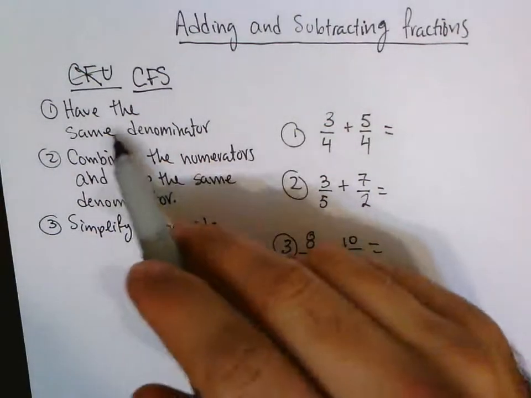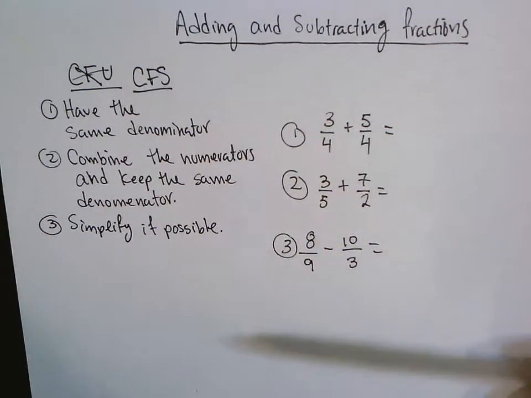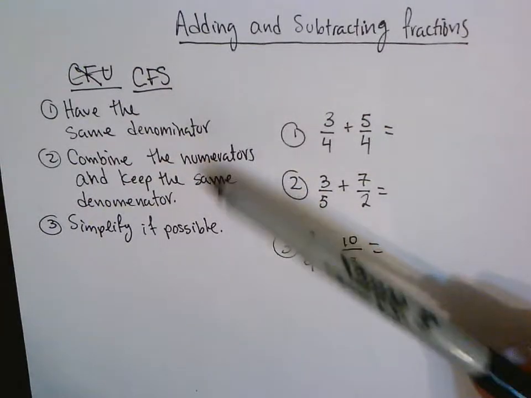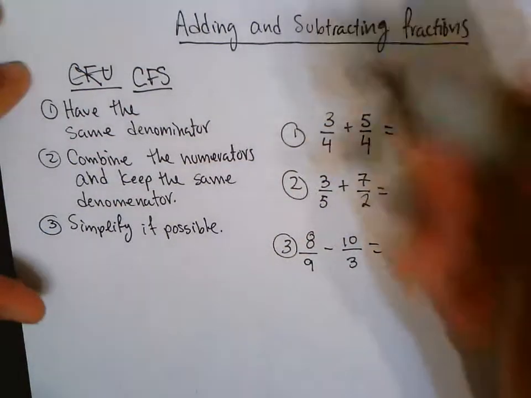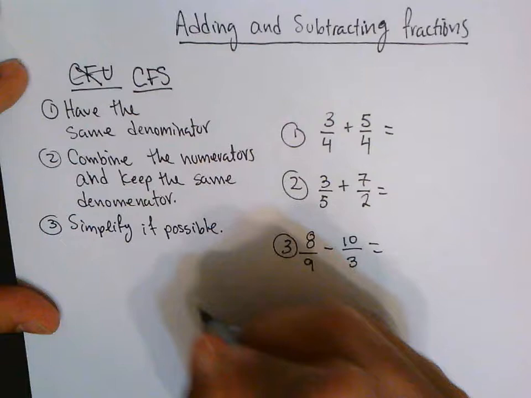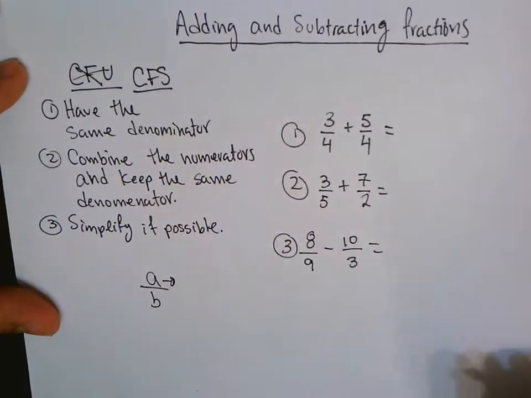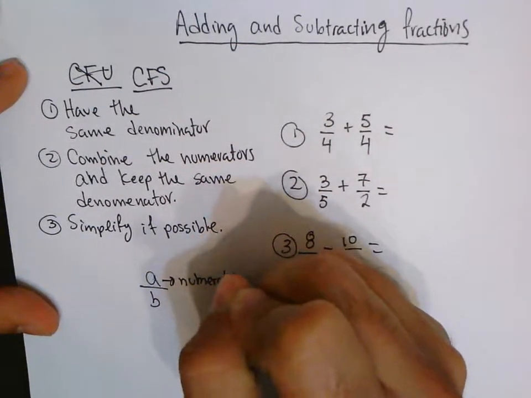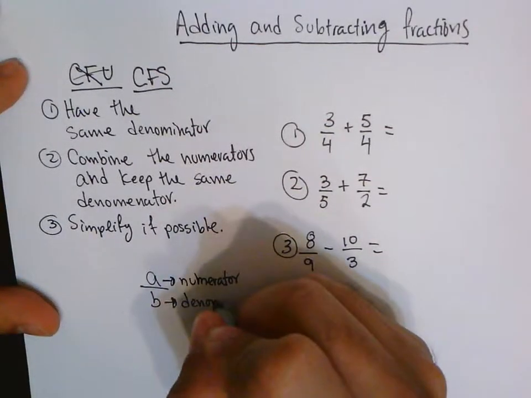So here's a quick CFS that I wrote on the left side. The first thing that you need to know is that in order to combine fractions, add them or subtract them, we need to have the same denominator. If you don't have the same denominator, then it's not going to work. Just so you know, if you have a fraction, let me write it here, a divided by b, the number on the top, that is what we call the numerator, and the number on the bottom is what we call the denominator.